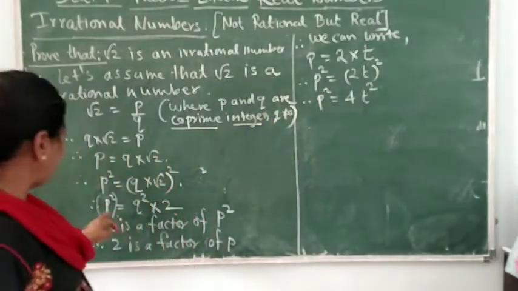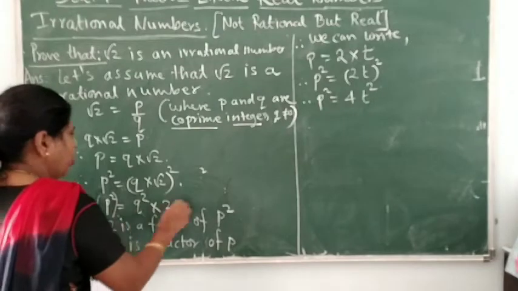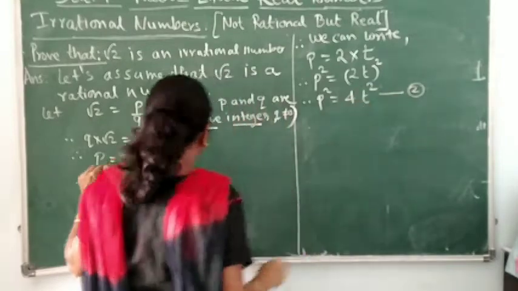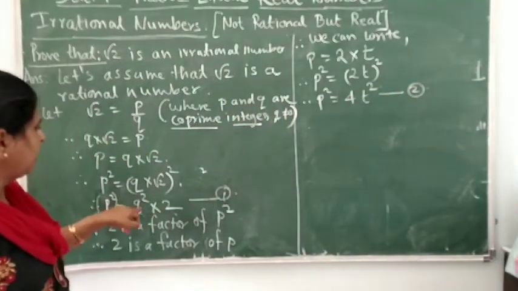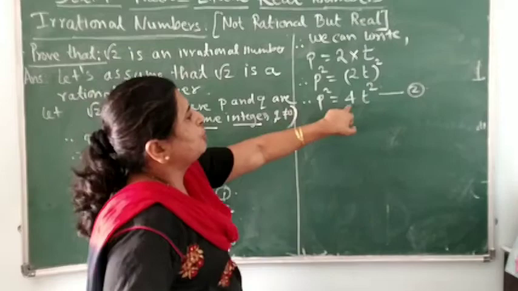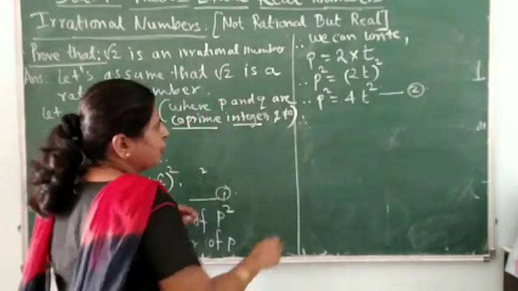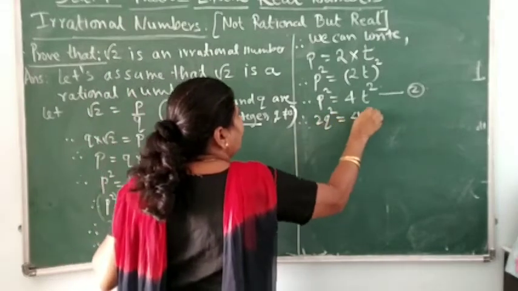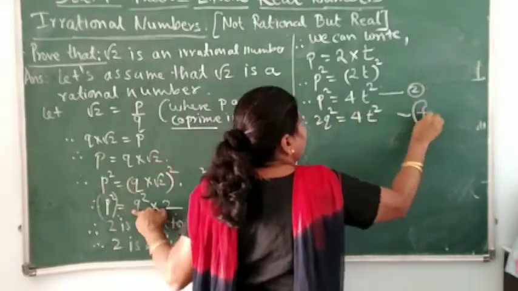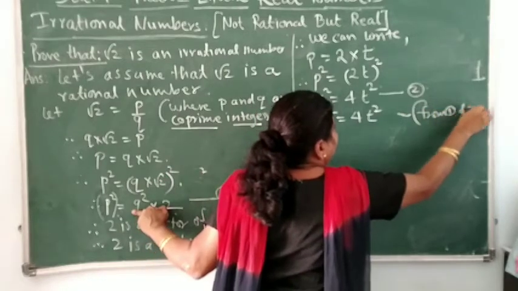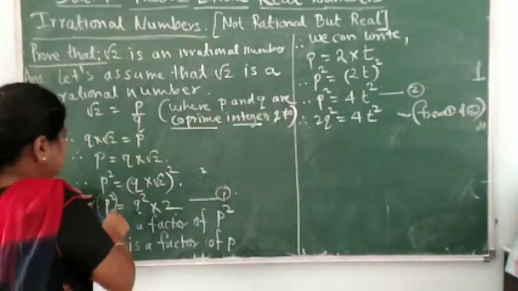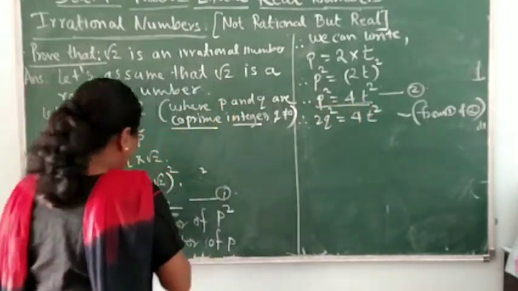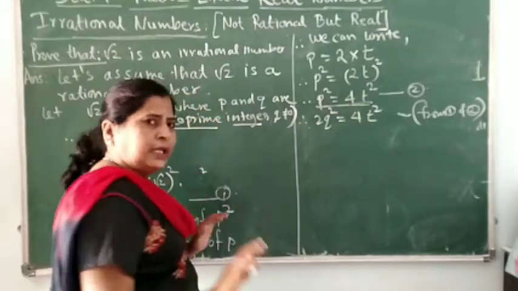Okay. Now here we have the value of p square as 2q square. Let's take that as 1, and here let's take this as 2. In both cases, we have p square. Here it is 2q square. Here p square is equal to 4t square. So from 1 and 2, we can say that 2q square is equal to 4t square. Here p square is equal to 2q square and here p square is equal to 4t square, so 2q square and 4t square are equal.